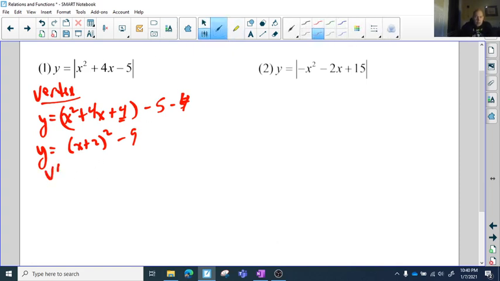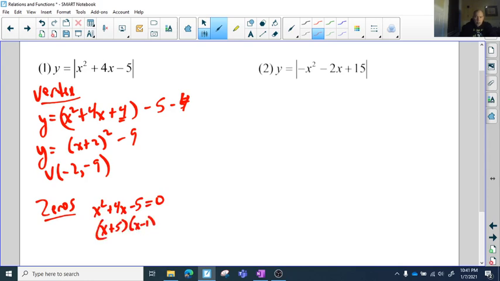So my vertex is at negative 2 and negative 9, and this quadratic opens up. So that's below the x-axis, and it opens up. I should cross the x-axis twice then, so there should be some zeros. Let's find the zeros. What would make x squared plus 4x take away 5 equals 0? x plus 5, x subtract 1 if we factor it. So x could be negative 5 or x could be 1.